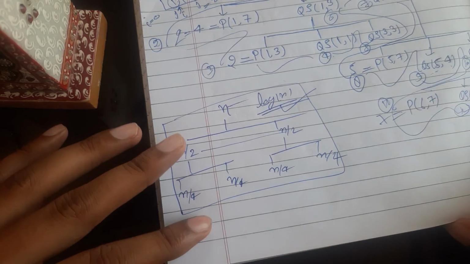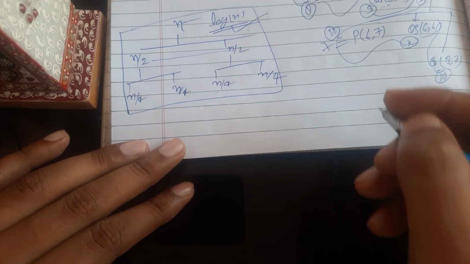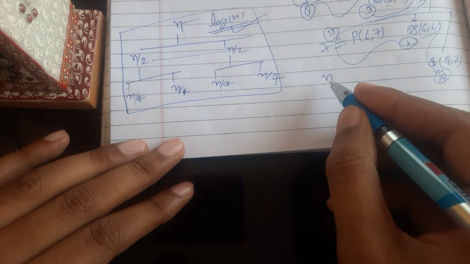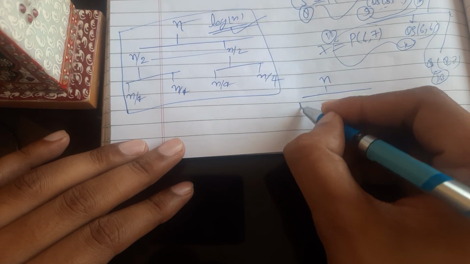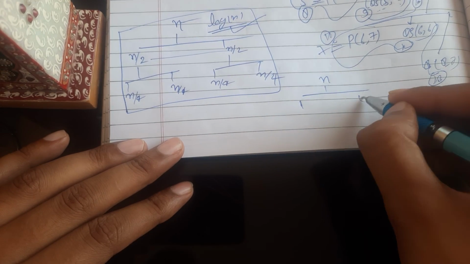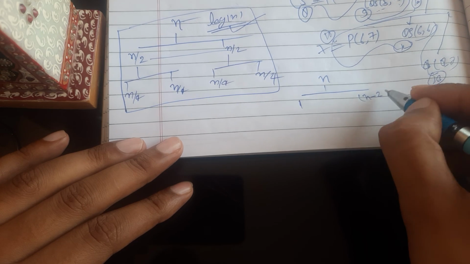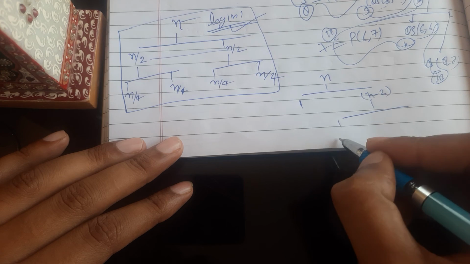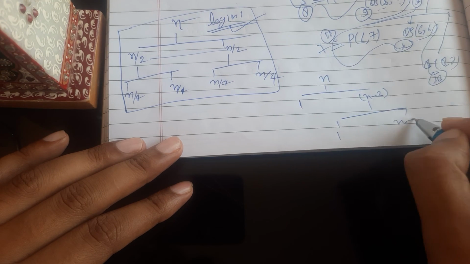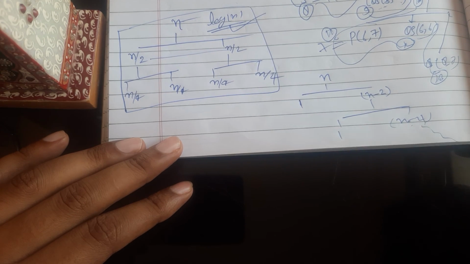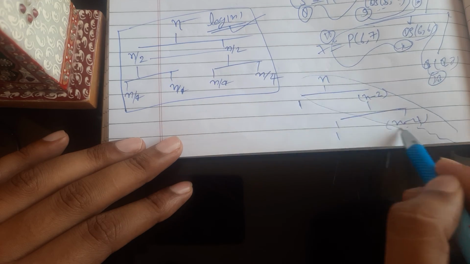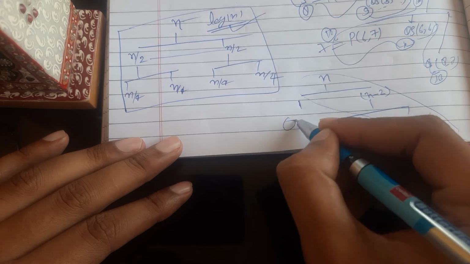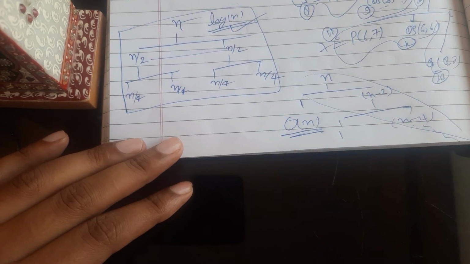But in the worst case, when we divide the partition like there is one element on the left-hand side and n minus 1 elements on the other side, and again we apply it with 1 element and n minus 2 this way, the height of the tree grows as much as order of n. So space complexity is big O of n.